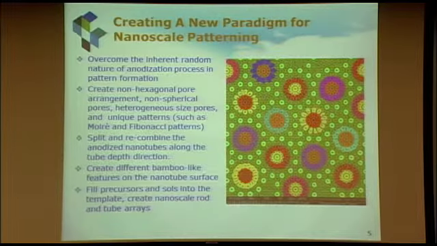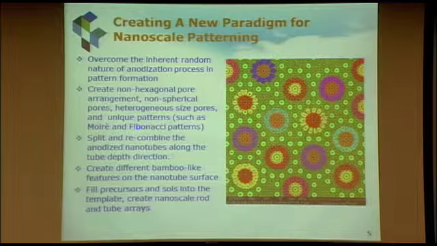We are really not confined to the hexagonal spherical pores in many ways, but I'll show you more pictures as we go. So the idea is to overcome the inherent restraint from the anodization process, and be able to create a whole array of new features, such as non-hexagonal arrangement, non-spherical pores, heterogeneous pore size, and then really unique patterns. One example I'm going to show today is a moire pattern, but you can do a Fibonacci and other patterns. We also did some other things like sunflowers. It's pretty versatile for this process.